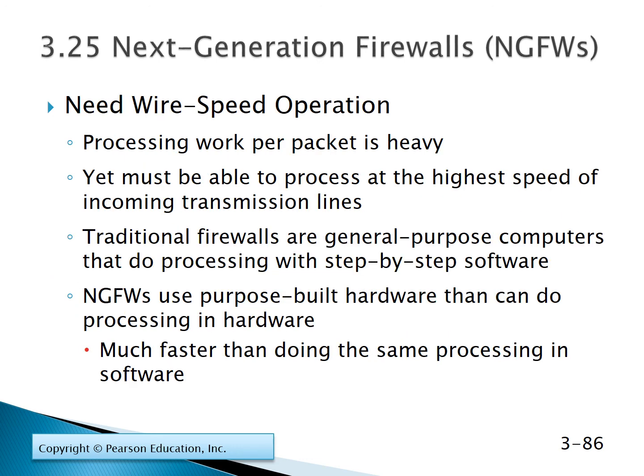So next generation firewalls also need to make sure the speed is okay, right? Because it has to do a lot of processing, right? Because it's processing per packet, and so the work is heavy, yet it must be able to process at the highest speed of incoming transmission lines. Otherwise, it will be slowing down the traffic. So traditional firewalls are general purpose computers. So basically just a server computer there that will do processing with step-by-step software.